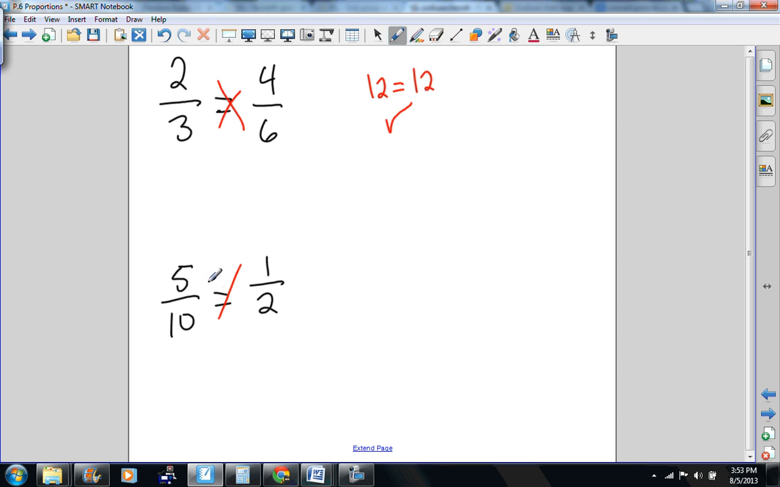On the bottom, same idea. 5 times 2 is equal to 10. 10 times 1 is equal to 10. And these are also a proportion. This right here that we just did is how you check your answer for all of these problems today. And you will be required to check your answer or you will not get credit.